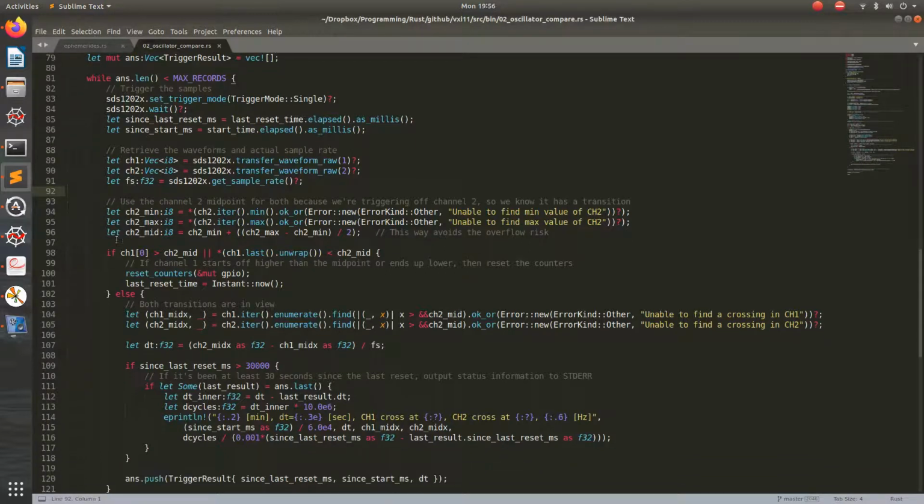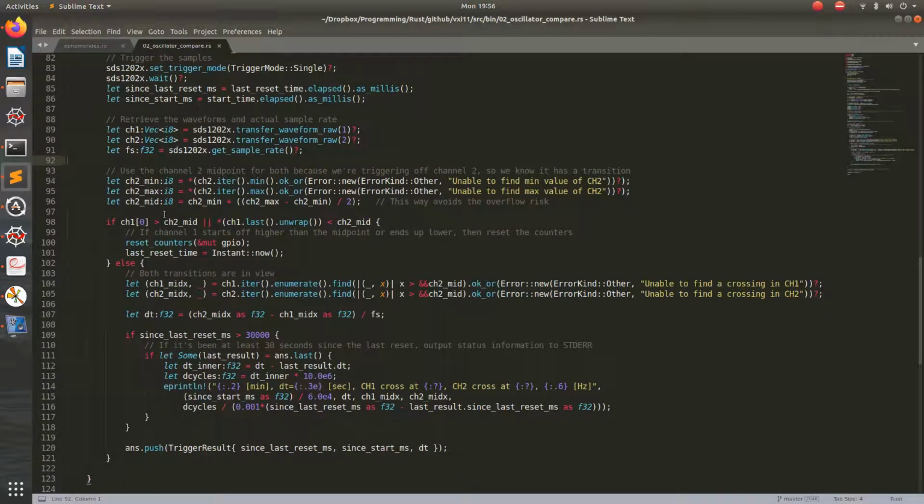And then we find the vertical midpoint, and that allows us to identify where the two channels cross the midpoint. There will always be a transition for channel 2, because channel 2 is the channel we use to trigger, but there might not always be one for channel 1 if it goes out of view, out of scope, either left or right. So if that happens, then we just reset the counters, reset the variable that keeps track of the last reset time, and then we don't record this sample.